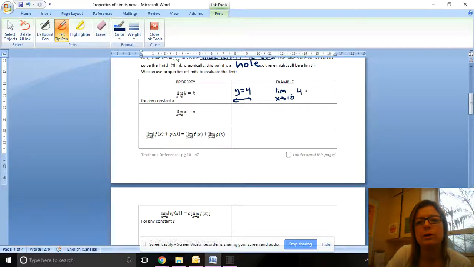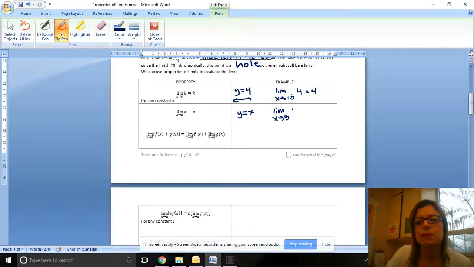Okay, so what about the limit of x? Think about it. This is talking about the function y equals x, just the line. So as x approaches a, the limit of x will be a. So the limit as x approaches 5, when x approaches 5 on either side of the line y equals x, y will be getting closer and closer to 5 as well, since it's just the equation y equals x.